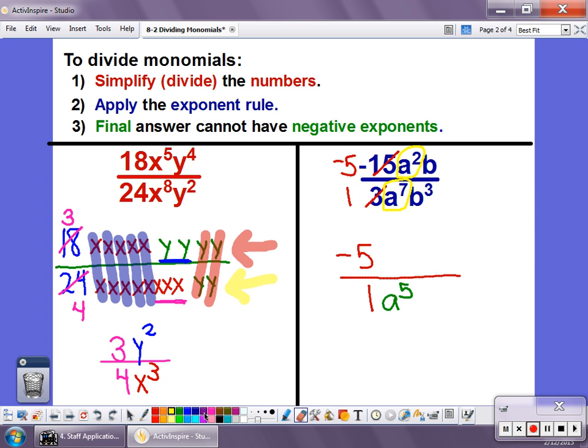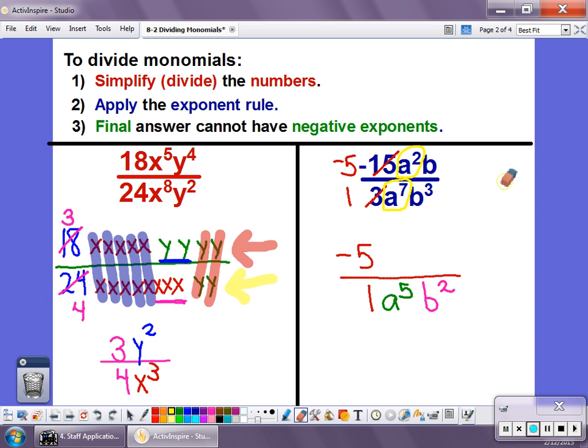I can do the same thing now with my b's. Again, think in your head, I've got 1 on top, I've got 3 on the bottom. When I subtract them, that's a difference of 2. But where are the 2 left over? The 2 are left over on the bottom. So when I write my b to the second, I'm going to make sure it ends up on the bottom.